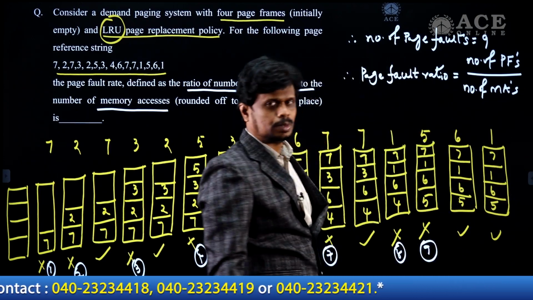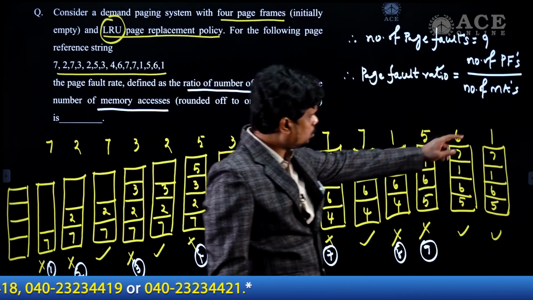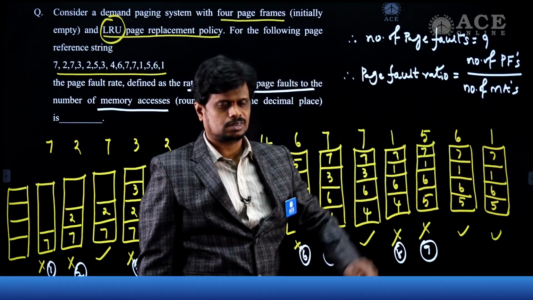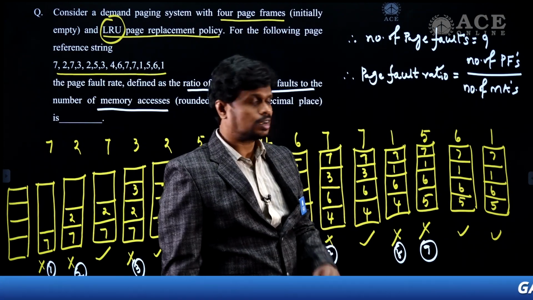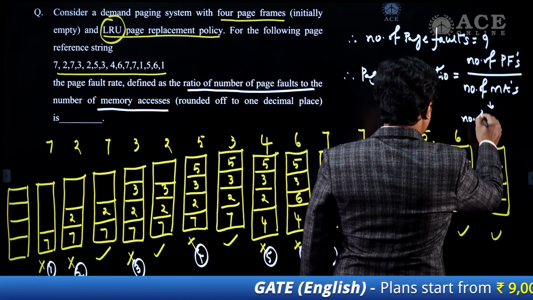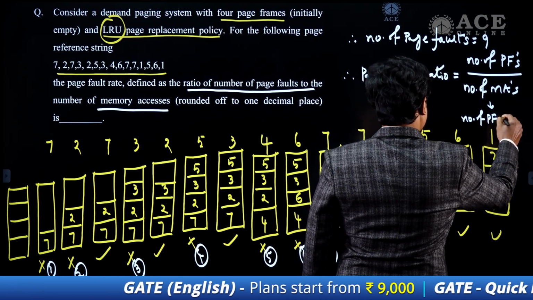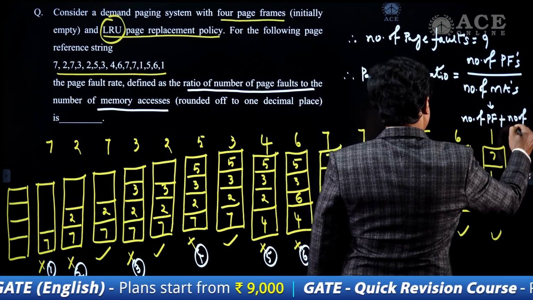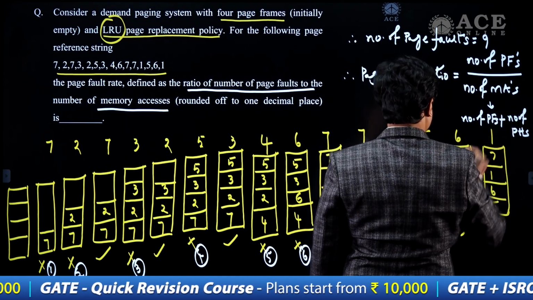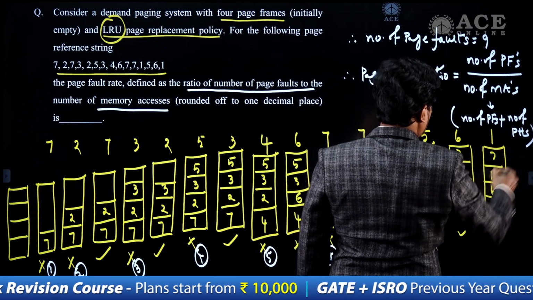What is the meaning of memory accesses here? Memory accesses simply means the number of page faults plus the number of hits. The meaning of memory accesses is the number of page faults plus the number of page hits. So this is your number of memory accesses.